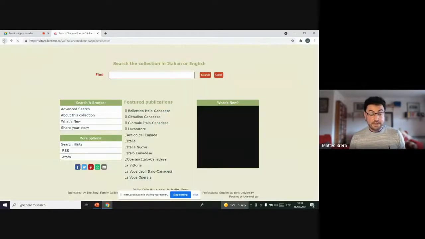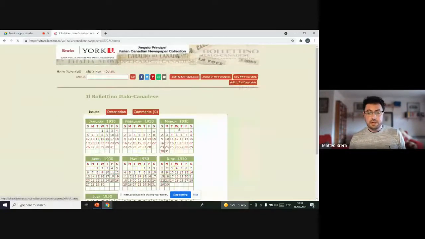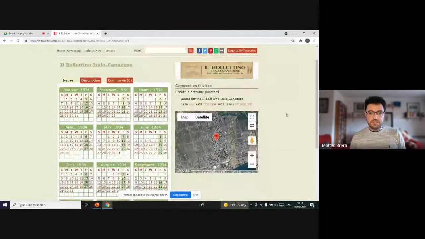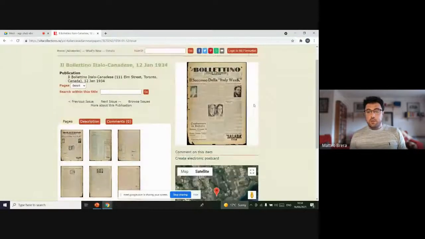As for the newspapers, this is the Bollettino Italo-Canadese. The papers are fascist and anti-fascist, of course, because of the specific time frame that we selected, and this is all that was available, as a matter of fact. This is how the search page, the main page, looks like. We have a rather comprehensive run, almost complete for 1934. If we open up one issue, the 12th of January 1934, this is what you see.